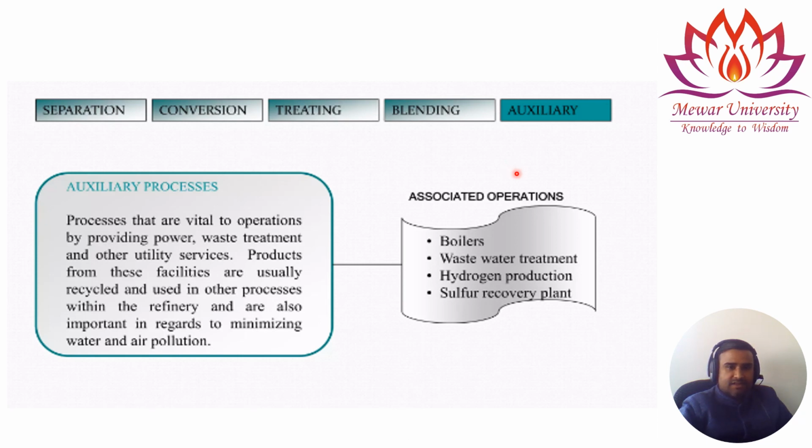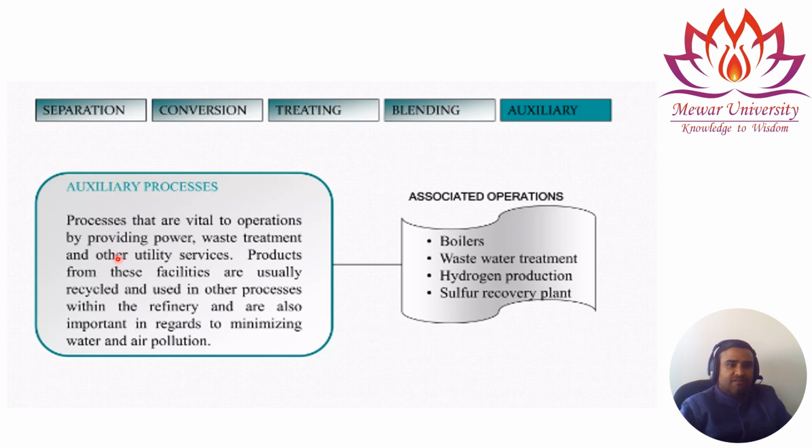And the final step of the crude oil separation is the auxiliary process. This is the final process in the refinery. As explained here, these are processes that are vital to the operation by providing power, waste treatment, and other utility services. Products from these facilities are usually recycled and used in other processes within the refinery, and are important in minimizing water and air pollution. So this is the final operation.